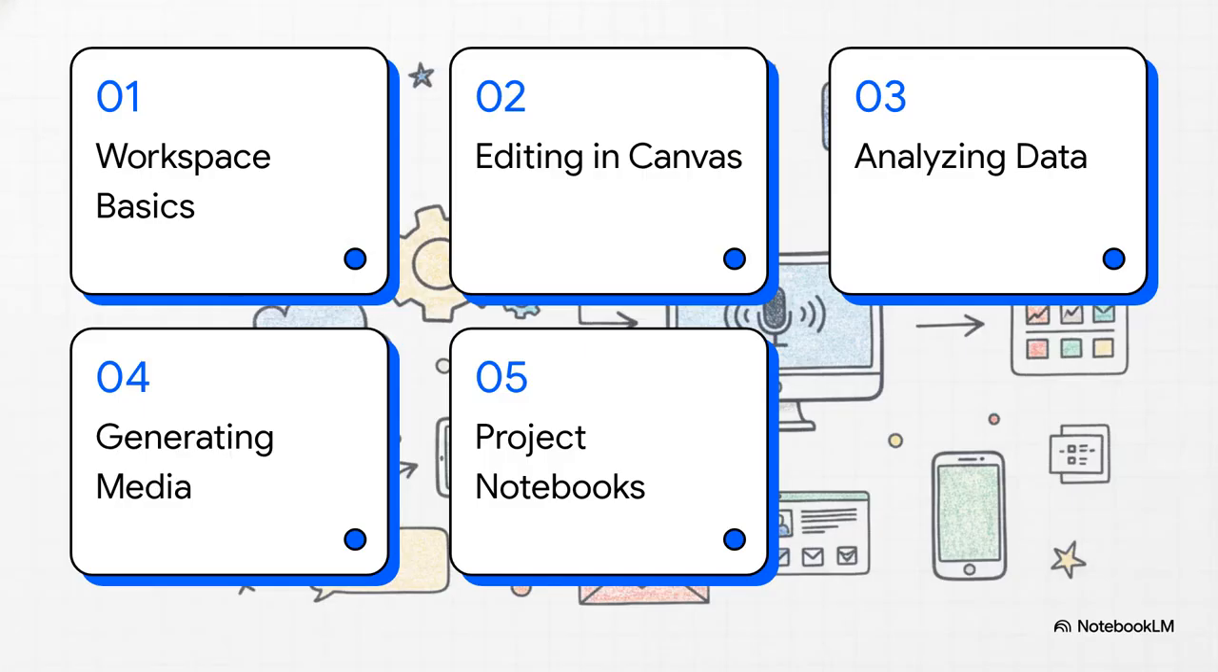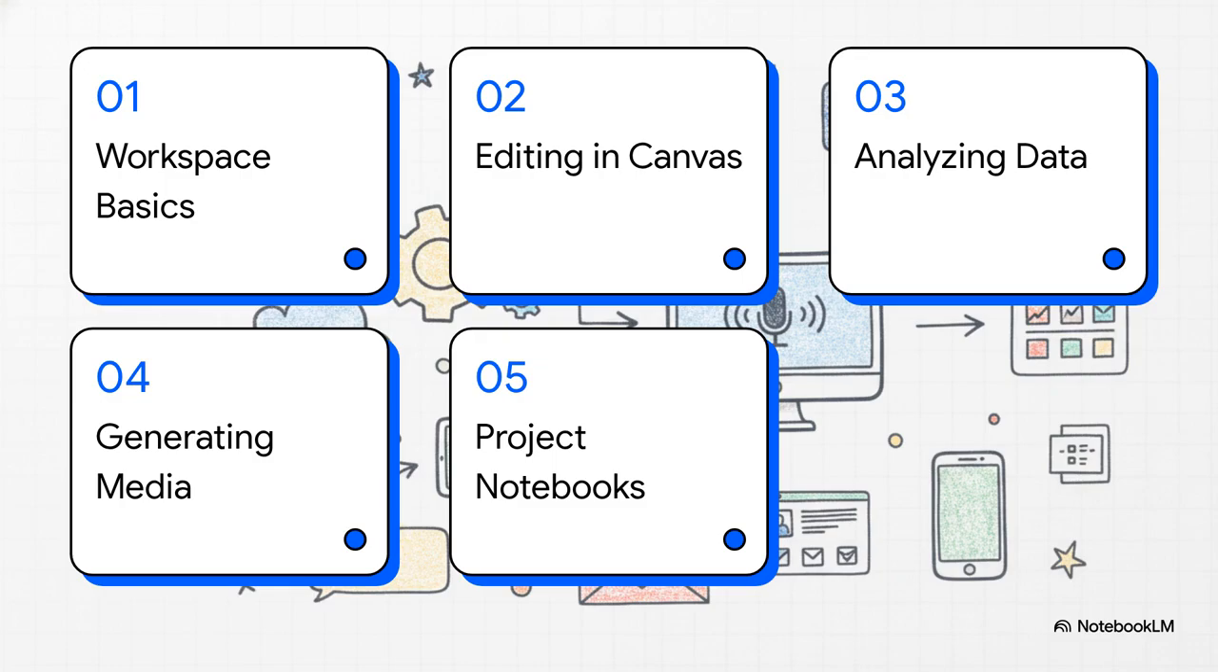To see exactly how this works in action, we are going to follow a real-world scenario, the Kevin Cookie Company's launch of a new oatmeal raisin cookie. We'll walk through these 5 key areas: the Gemini Workspace Basics, editing side-by-side in Canvas, analyzing data and integrating apps, generating custom visual media, and finally, organizing projects with notebooks.